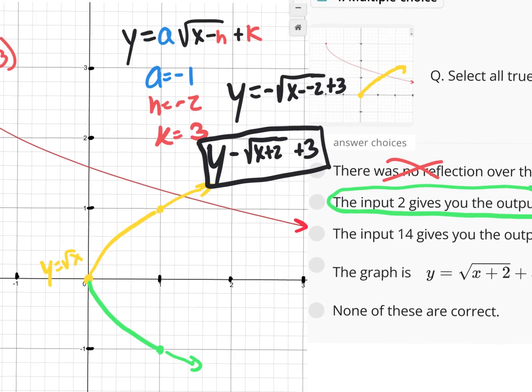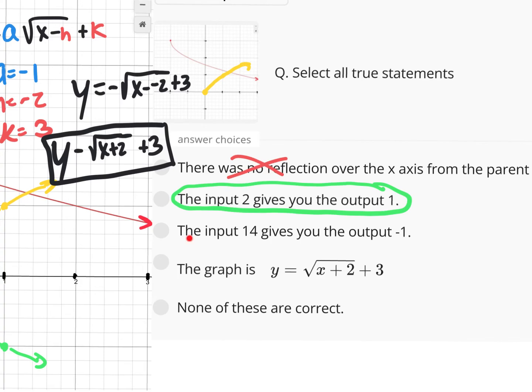So let's go back to what they were asking. Is this a true statement? The input 14 gives you the output -1. What you need to do is actually input 14 into the x, okay? And I forgot to put y equals. That should be y equals negative square root of that stuff. So let me rewrite it: y equals negative square root. If I plug in 14 right here, 14 plus 2 is 16. The square root of 16 is 4, but with the negative sign in the front, it's going to be -4, and -4 plus 3 is -1. So the input 14 really does give you the output -1. So that is another true statement.